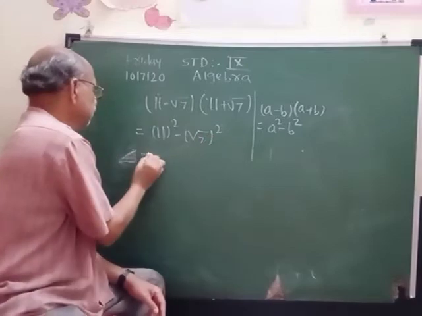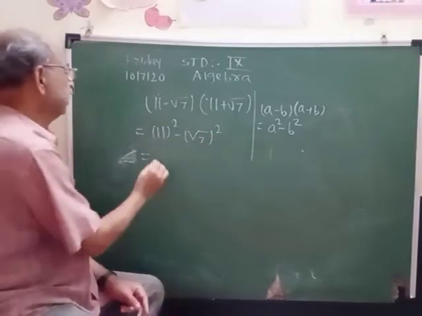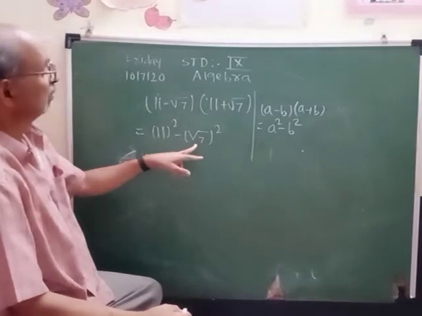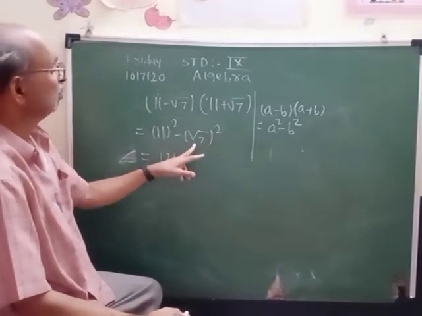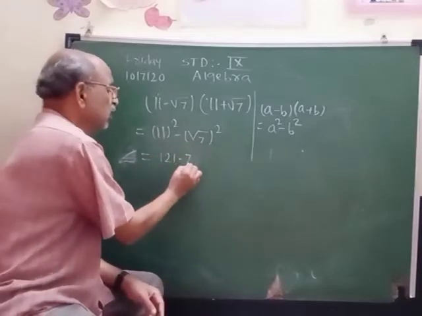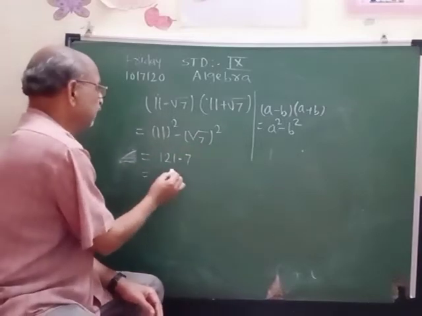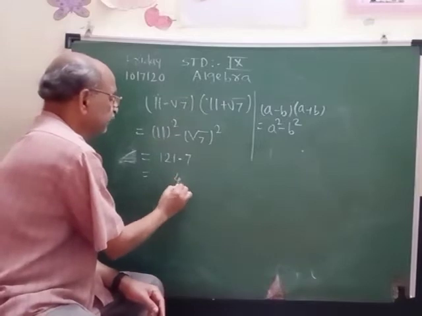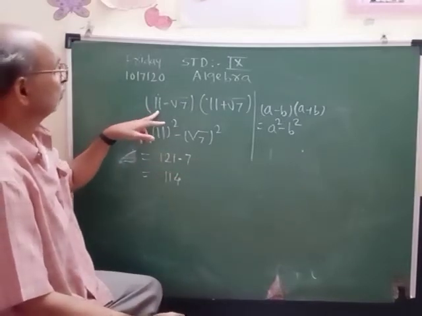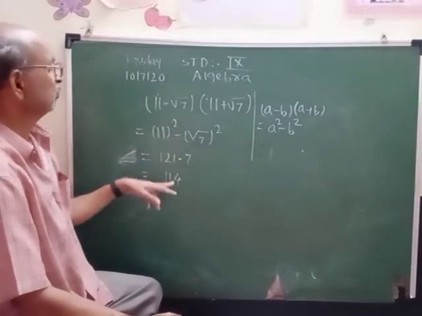So it will come 11 square is 121 minus, remember when the square of the root is there, the number in the root is the only square. So 121 minus 7, and 121 minus 7 is 114. So by using the identity we have solved this.